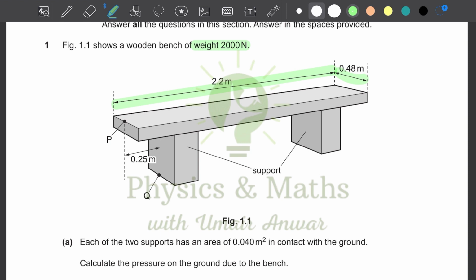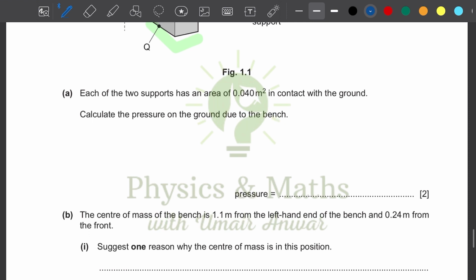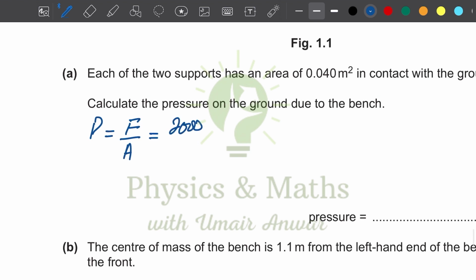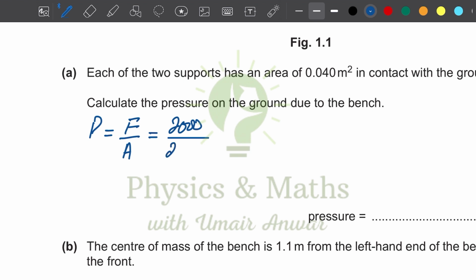So this bench is in contact with the ground with the help of these two supports. One is here and the other one is here, and we have to calculate the pressure exerted by the bench on the ground. So we know that the formula of pressure is normal force per unit area. The force would be equal to the weight of the bench, which is 2000 Newton, and the area would be twice the area of one support.